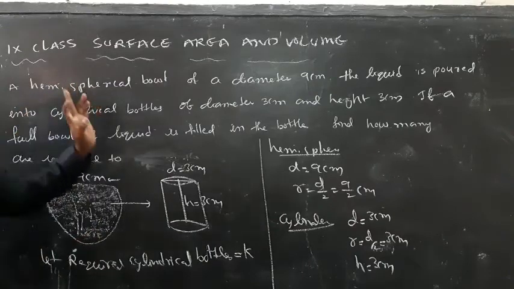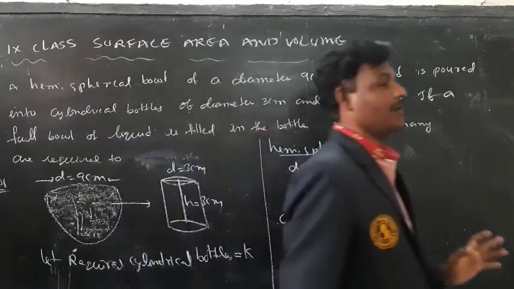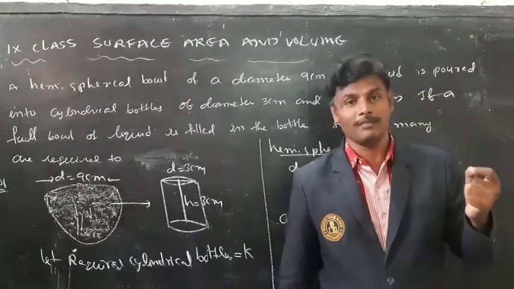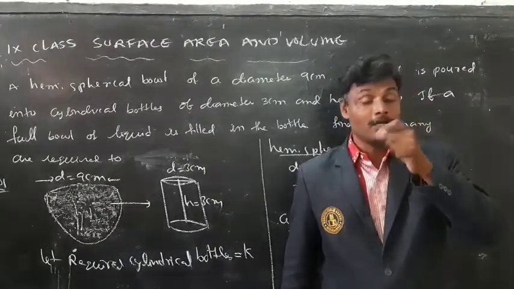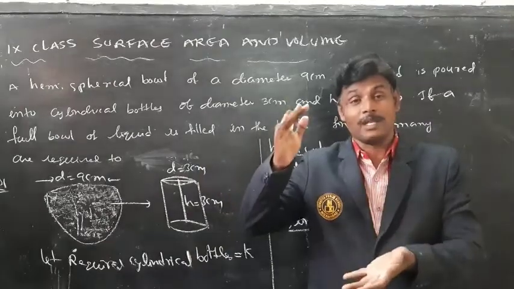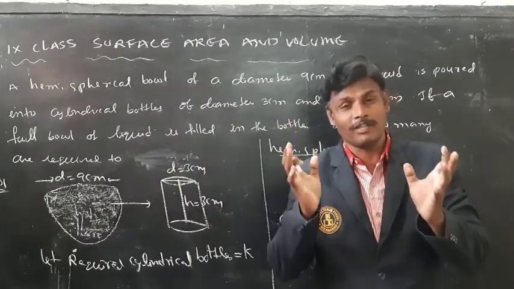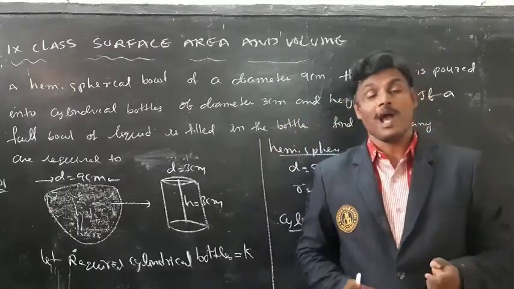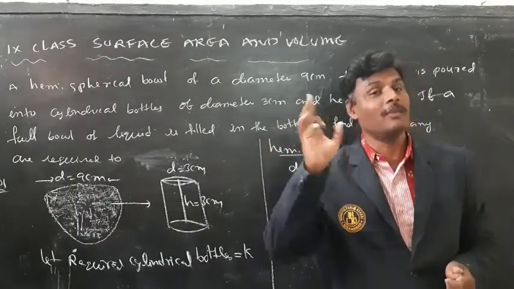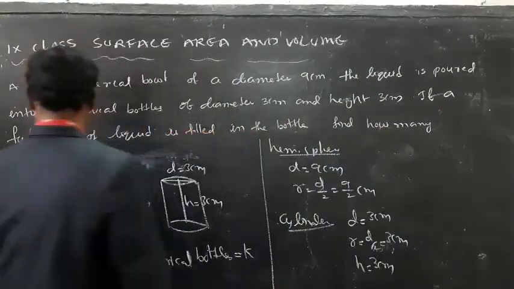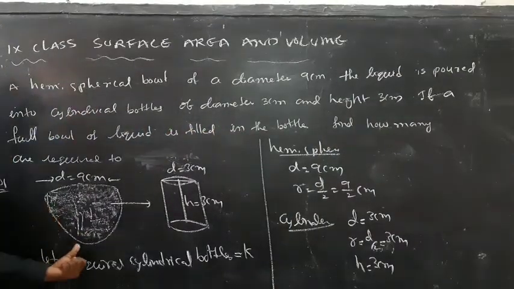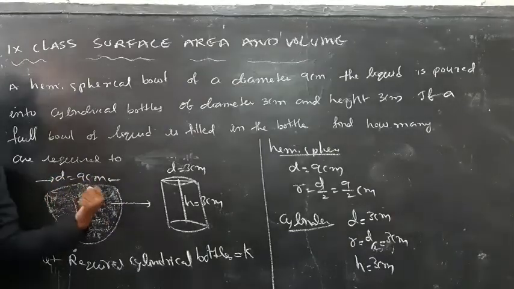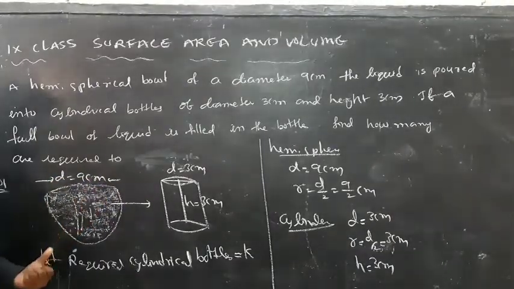A hemispherical ball of diameter 9 centimeters. To empty the ball means pouring. One hemispherical ball is there. It is filled with a liquid. That liquid is pouring into cylindrical bottles. How many bottles are required to empty the bowl? Here, the bowl is in the shape of a hemisphere. What is the diameter here? D is equal to 9 centimeters.